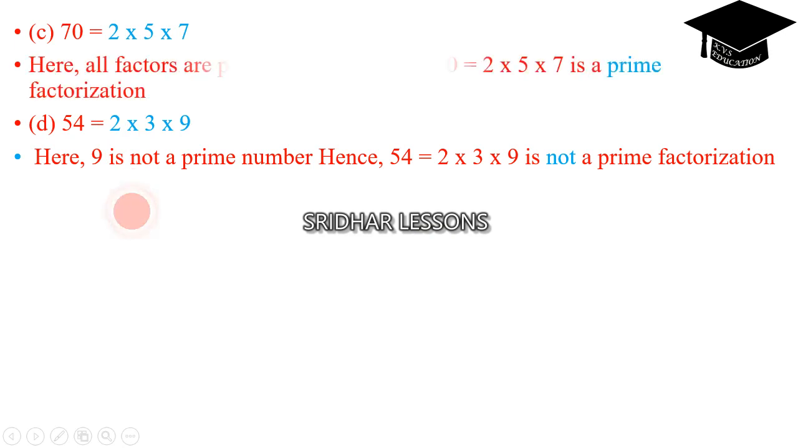70. 2 into 5 into 7, all these three numbers are prime numbers. So it is prime factorization. Okay.